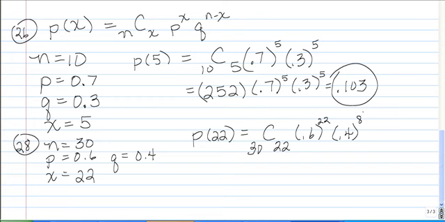Okay, that's going to be a big number. So let's see, combinations of 30 taken 22 at a time. Okay, so I calculated this. I'm leaving it in the calculator and just hitting times 0.6 raised to the 22nd times 0.4 raised to the 8th. And I'm getting 0.050.